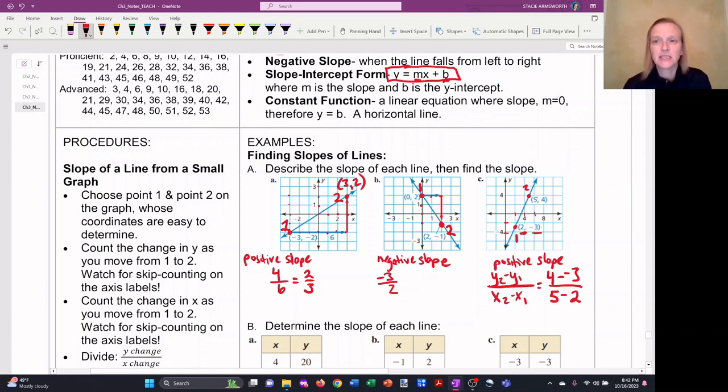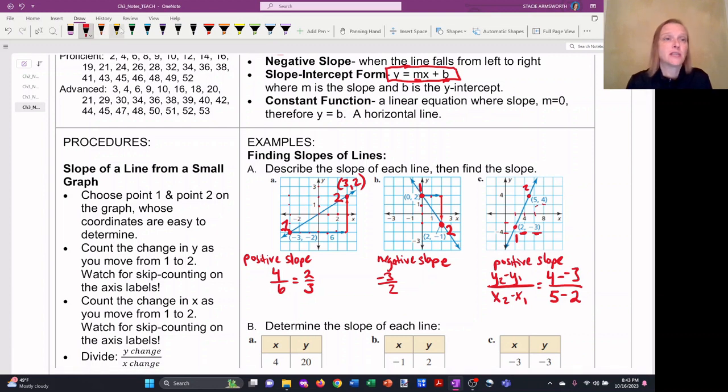So notice what I did. It doesn't matter which point I label as point 1 or point 2, so long as I'm consistent in labeling. My 2 and my -3 both belong to point 1. So my 2 and -3 I wrote on the right side of the fraction, and then my 4 and my 5 I wrote on the left side of the fraction.